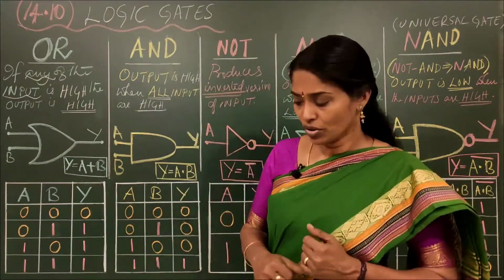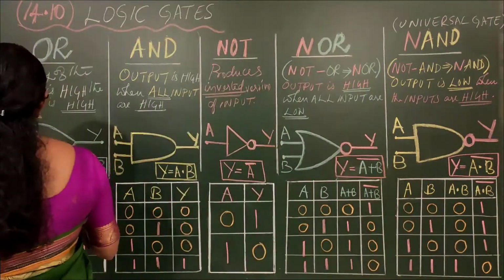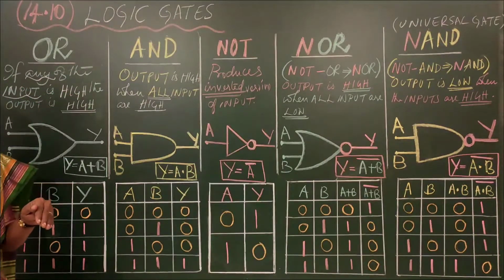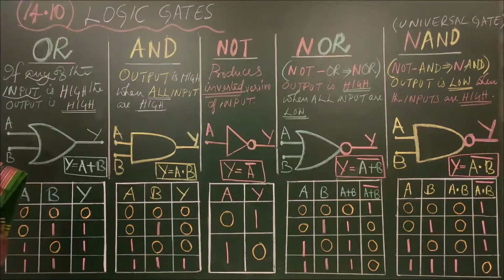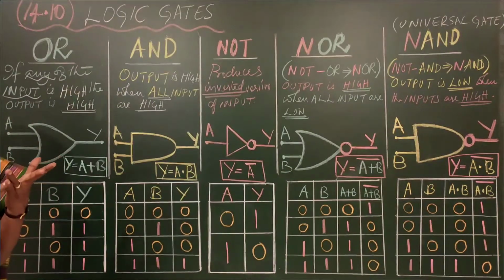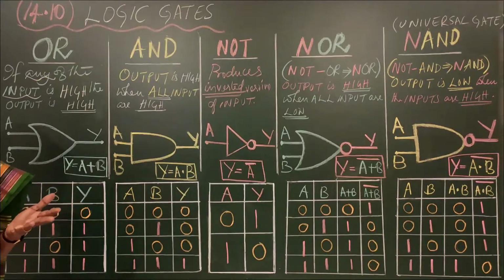Clear? Okay. So this is the meaning: if any of the inputs is high, the output is high. I can give you a small example. Suppose myself, my name is Yamuna, I wear a sari. If these two options are correct, give full mark. That is one option. Another option is, if any of the two is correct, give full mark.